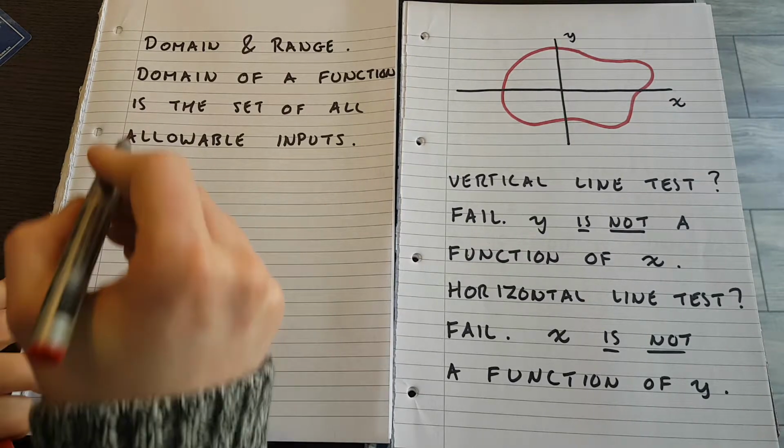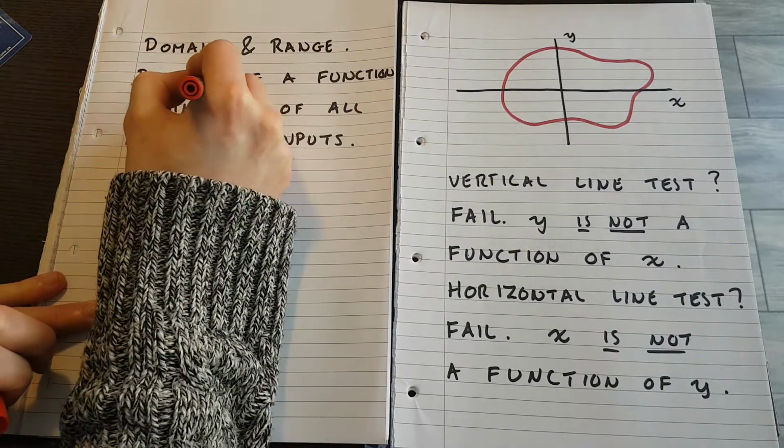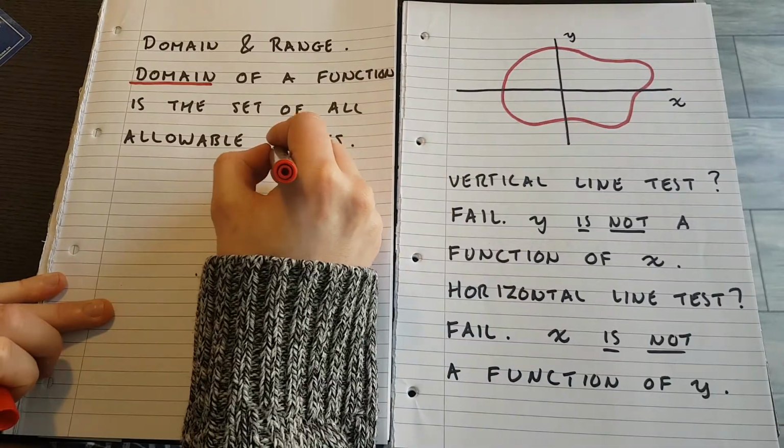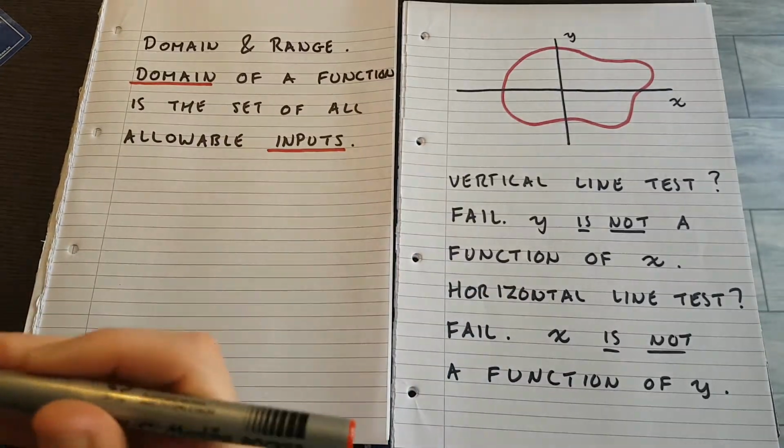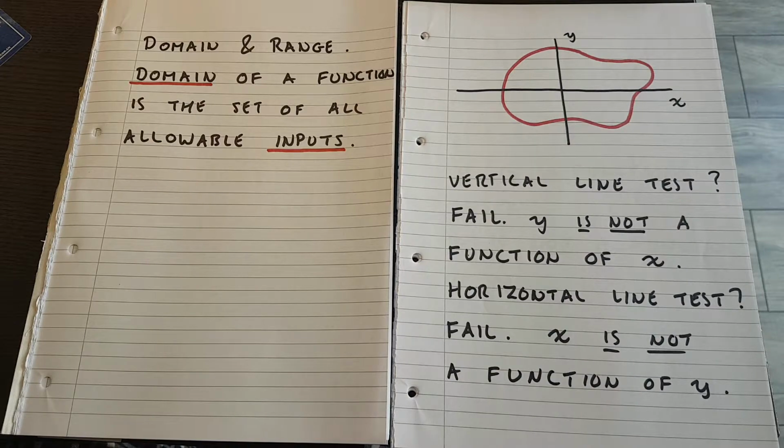So domain is related to inputs. Domain is related to input. That's fine. So what do I mean by that?